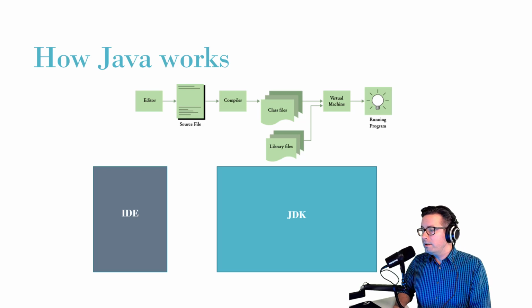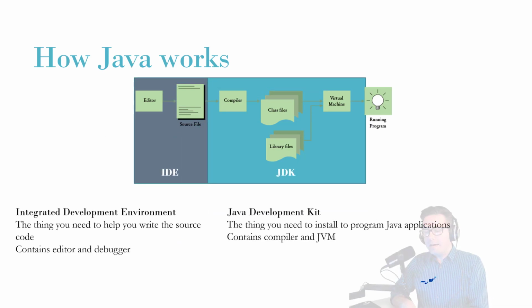As far as this flowchart is concerned, the JDK and the IDE work hand in hand. Think about the JDK as being the programming language, and the IDE is how you interact with it. This is typical of a lot of languages, except here the JDK is the Java development kit. It's not unusual to use an IDE to interact with the language. IDE stands for Integrated Development Environment, JDK for Java Development Kit.